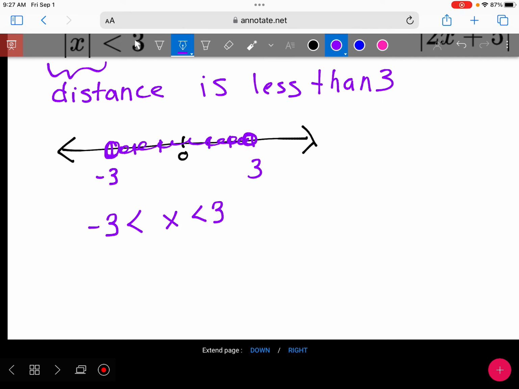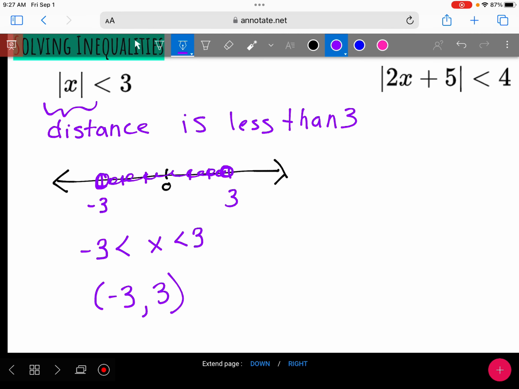So our interval notation for this is going to be -3 to +3. Absolute values are all about that distance. The distance is less than 3.